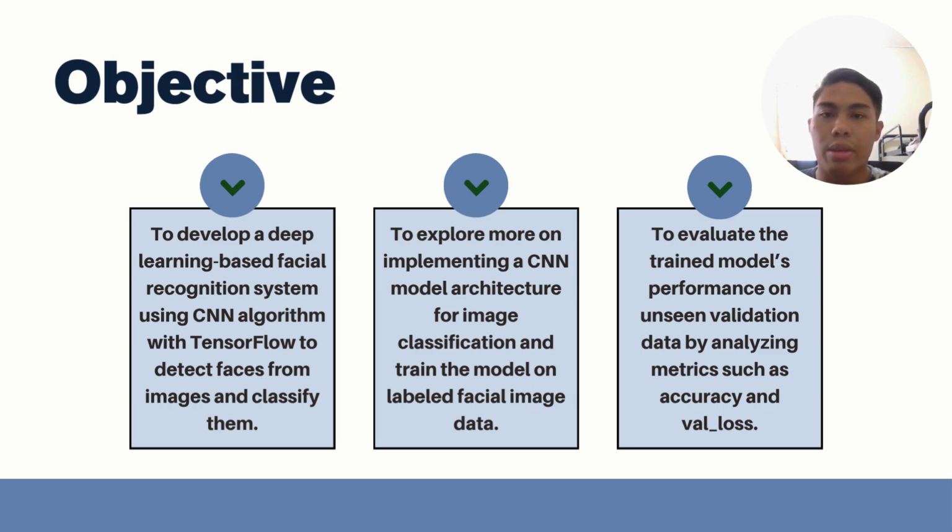The next part is about the objective of this assignment. First is to develop a deep learning based facial recognition system using the CNN algorithm with TensorFlow to detect faces from images and classify them. Second, to explore implementing a CNN model architecture for image classification and train the model on labelled facial image data. The last one is to evaluate the trained model's performance on unseen validation data by analyzing metrics such as accuracy and val loss.